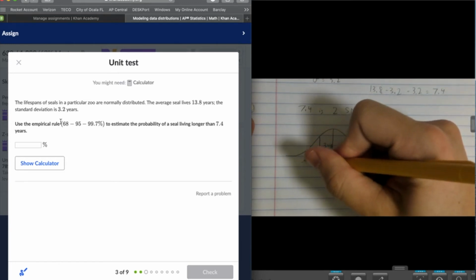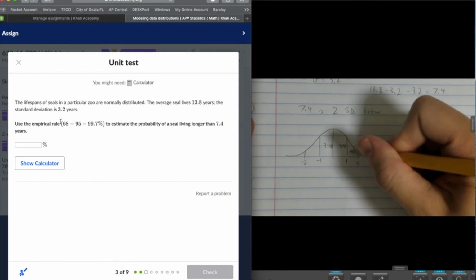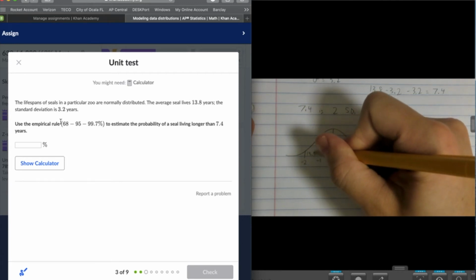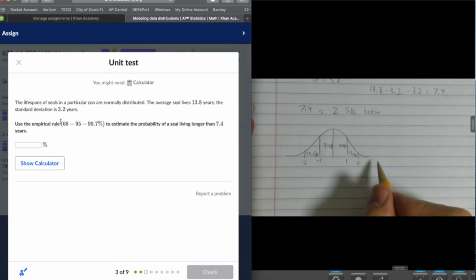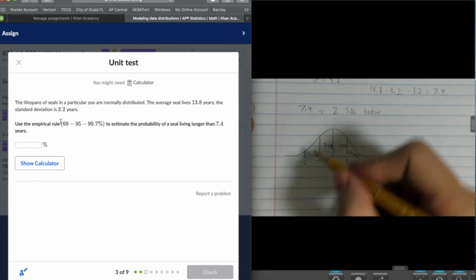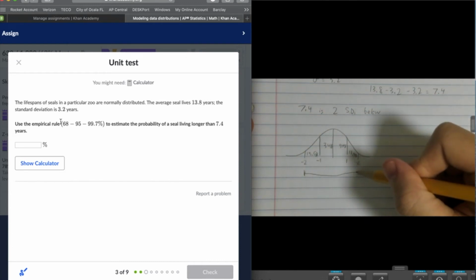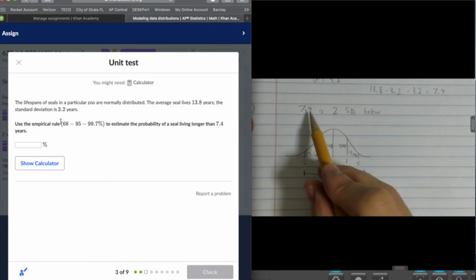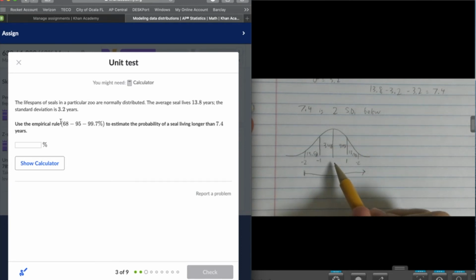And then when you get to -2, just in this little individual block, there's 13.5%. And I don't remember what the last percentage is, but we don't really need it for this problem, because we want to know the probability that a seal lives longer than -2 standard deviations. Because again, 7.4 is -2 standard deviations on the z-score table, which is the normal distribution.